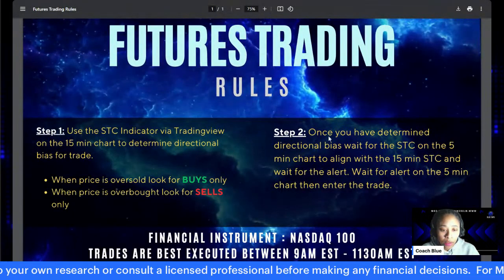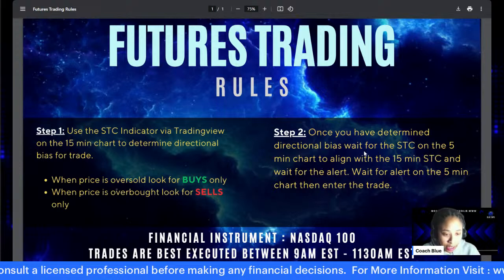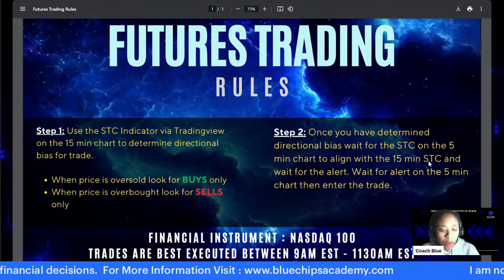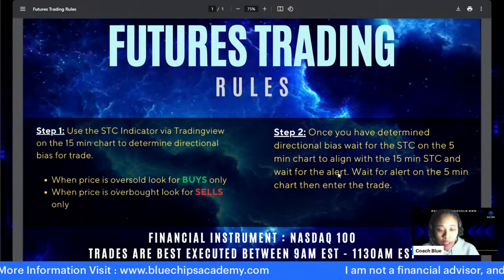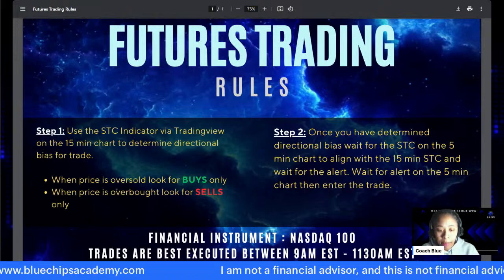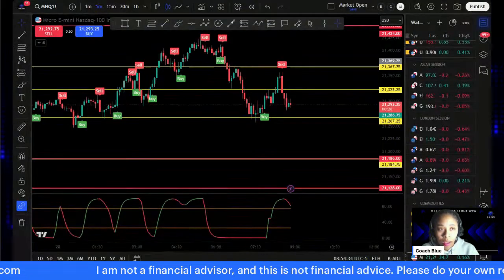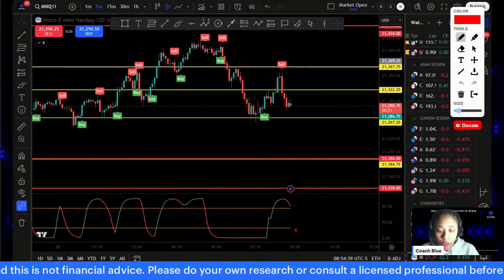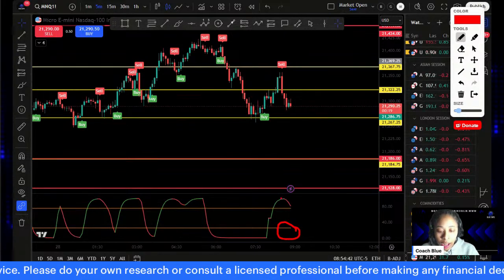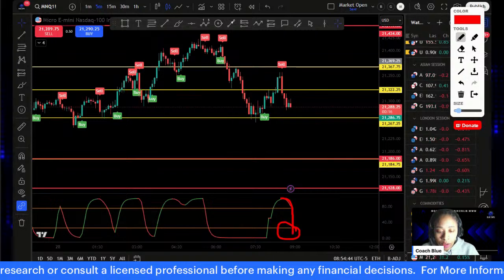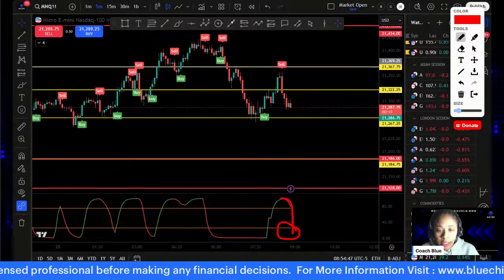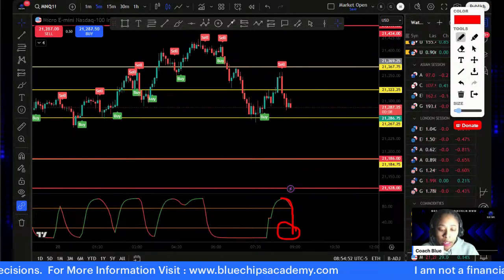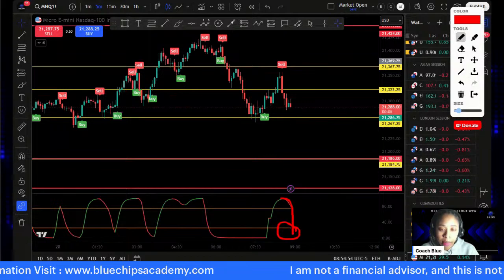The second rule says once you have determined directional bias, wait for the STC on the 5-minute chart to align with the 15-minute chart STC and wait for the alert. So what does that mean? We already determined on the 15-minute chart that price was oversold in this area here. I would like to see price come down into this oversold area as well to align with our 15-minute chart. That doesn't always happen, but when it does, it's normally a good setup.